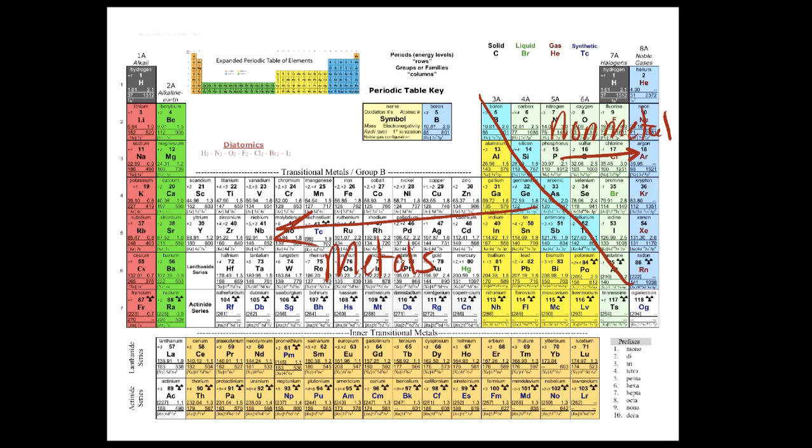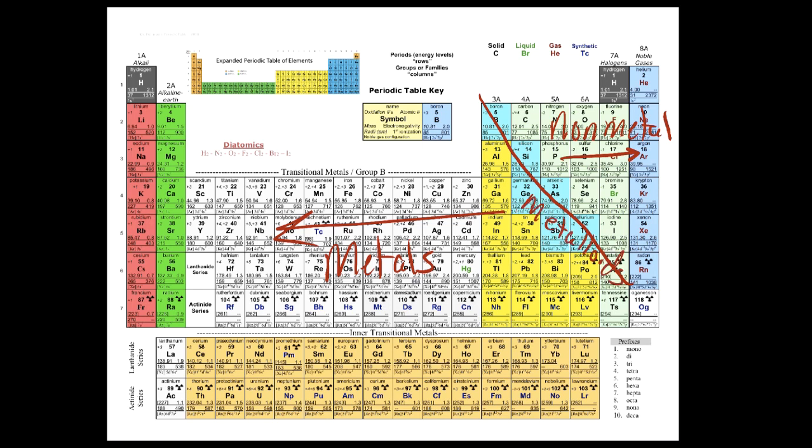Now, one thing I just noticed, and I want to make sure that I don't include this. See, I had the arrow right here that was into the light blue. I don't want to do that because the elements that are on that stair step, these are what we call the metalloids.